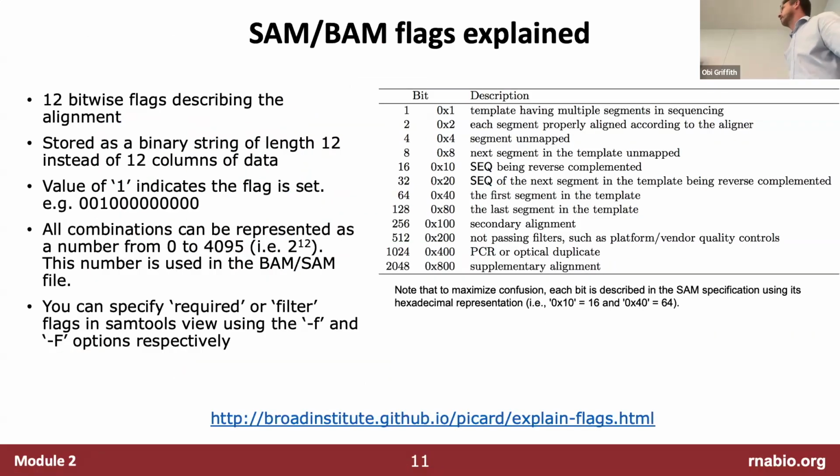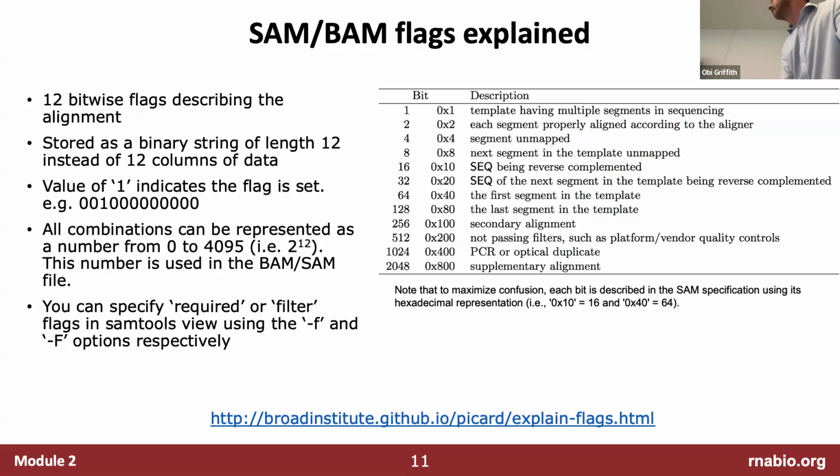Flags are really useful, a little bit hard to wrap your head around, a very efficient way of representing a whole bunch of information in one number. So the flag is a number, depending on the spec. Here it's a number between 0 and 4095. This number is basically describing the status of 12 binary states, 12 questions.